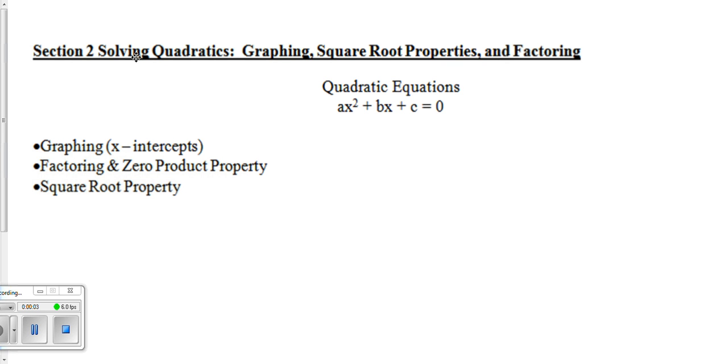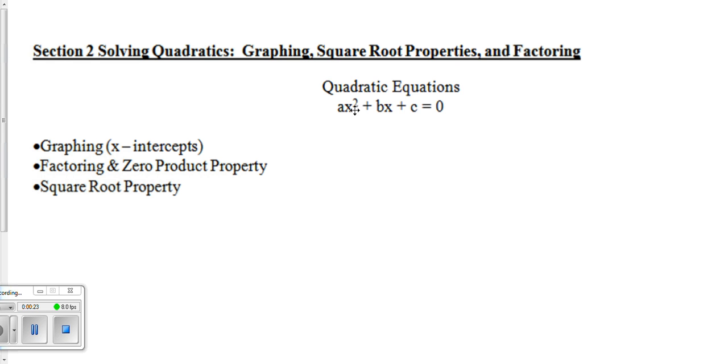Alright, section 2 is going to be about solving quadratics or quadratic functions. And how we're going to do this is by graphing, by using the square root properties, or by factoring. Now, a quadratic equation is any equation that we can put into the form ax squared plus bx plus c equals 0. So notice there is a variable squared here.